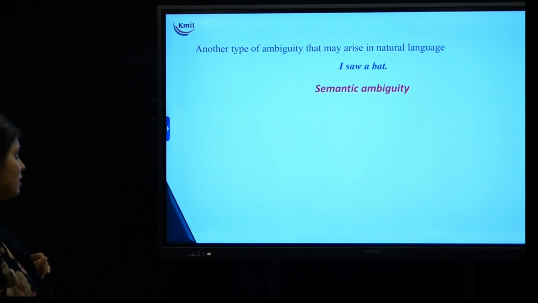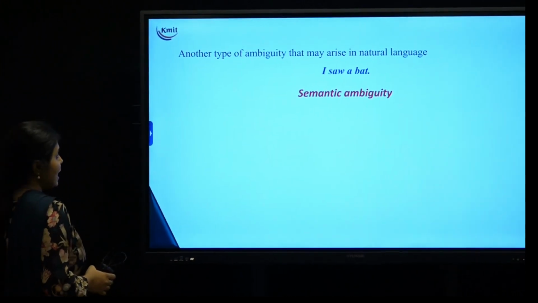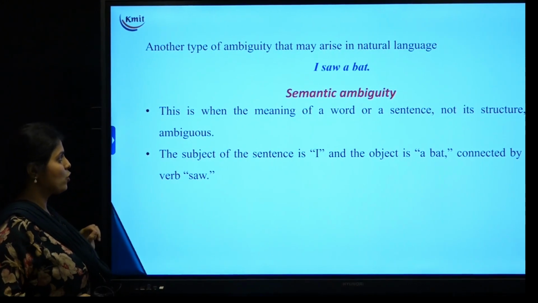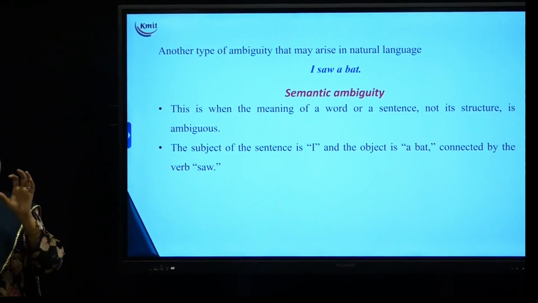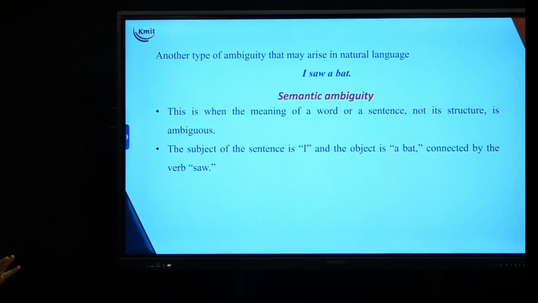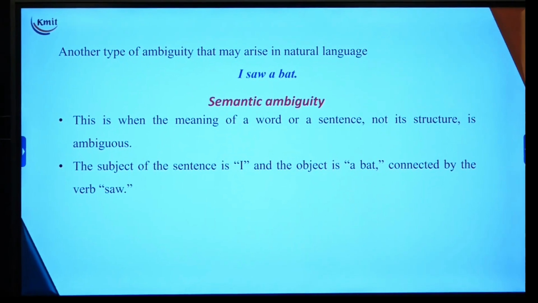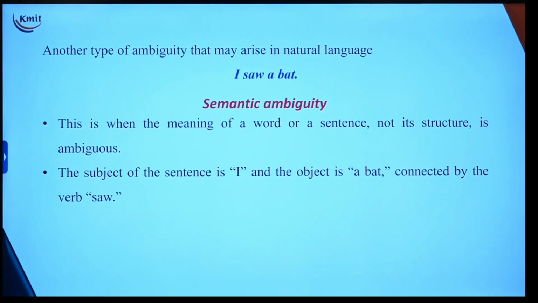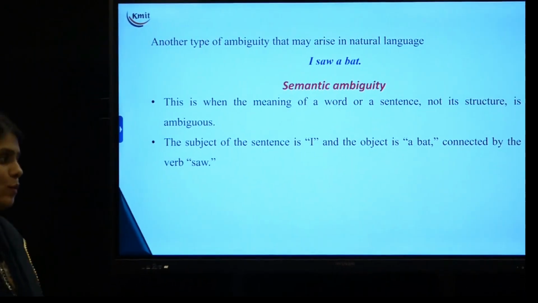This particular example has an ambiguity which is called semantic ambiguity. So this is about the meaning of the word or a sentence, not its structure. Here the structure is not the problem; the problem is the meaning of the word, because that word has multiple meanings in the given sentence.